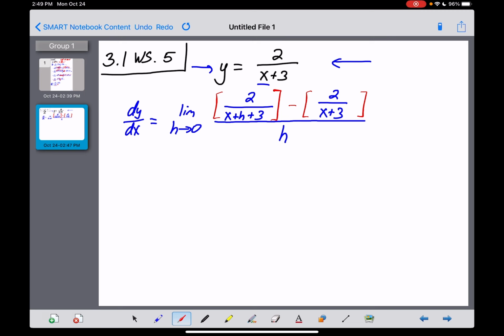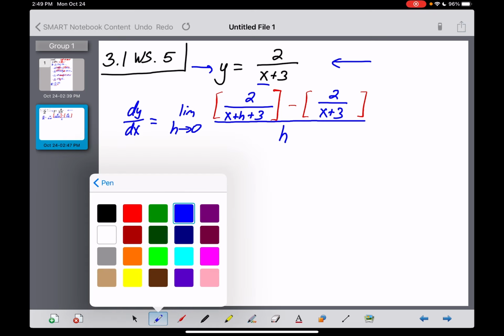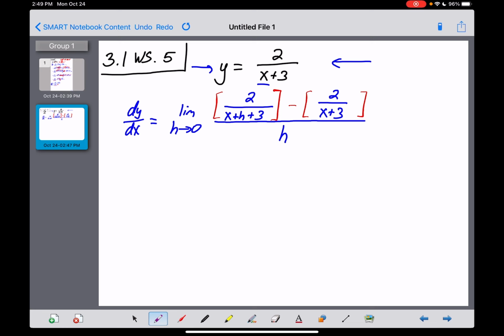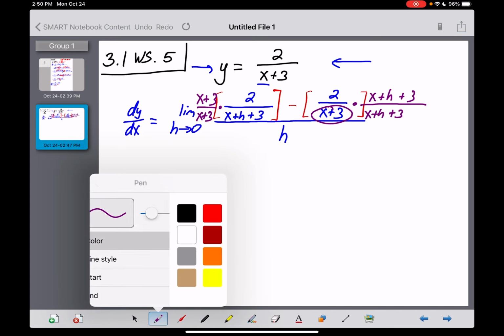We are going to need to get a common denominator in the numerator there, guys. So to do that, I'm going to switch to purple here. What I'm going to do is multiply the first fraction right here by this denominator over itself, x plus 3 over x plus 3. So I'm multiplying the first fraction by the second fraction's denominator, top and bottom. Then I'm going to do the same thing here. I'm going to multiply the second fraction by the first fraction's denominator, x plus h plus 3 over itself, x plus h plus 3. Okay, so where is that going to get us?